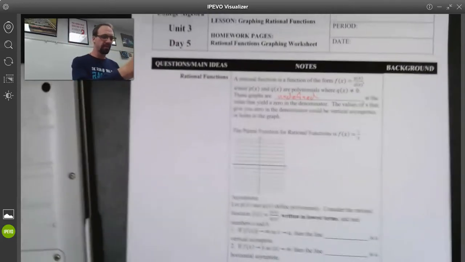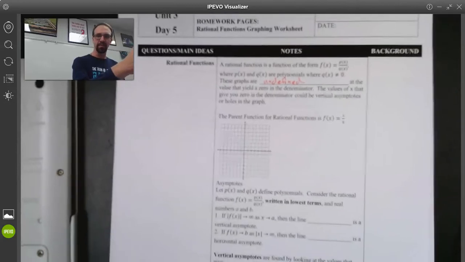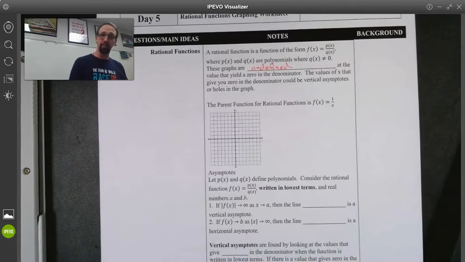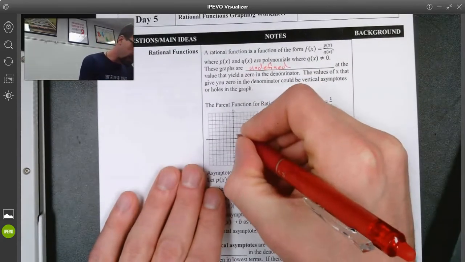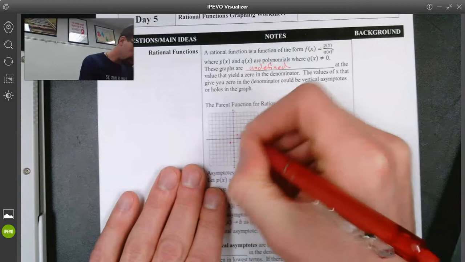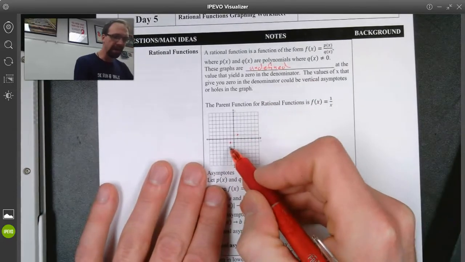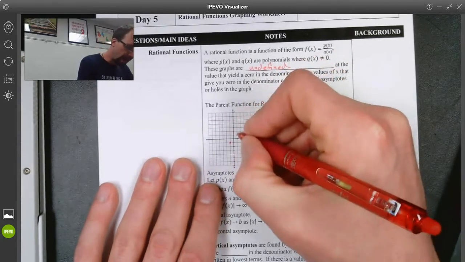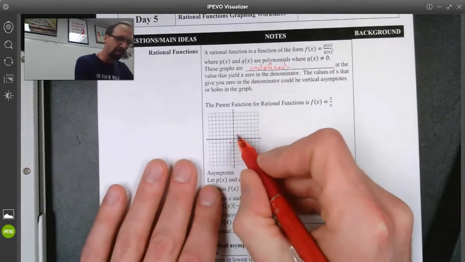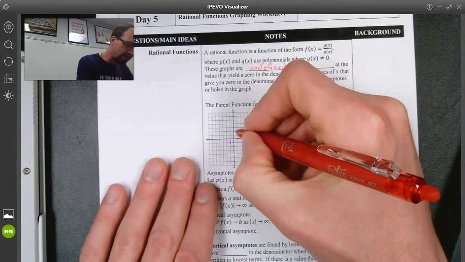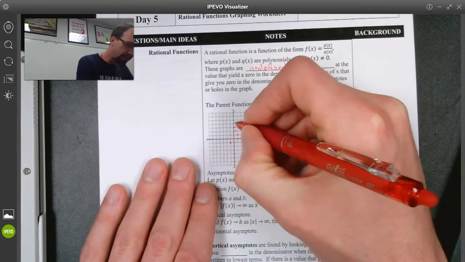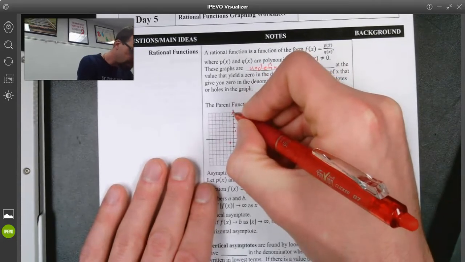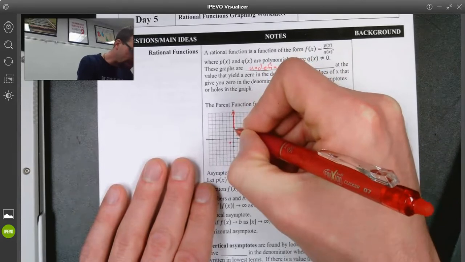The parent function is 1 over x. That's the most simple rational function that we have, and the graph of 1 over x just looks like this. We have the points (1, 1) and (-1, -1). As you get fractional parts, between 0 and 1, the graph increases very quickly, and it never actually touches the y-axis in this example.